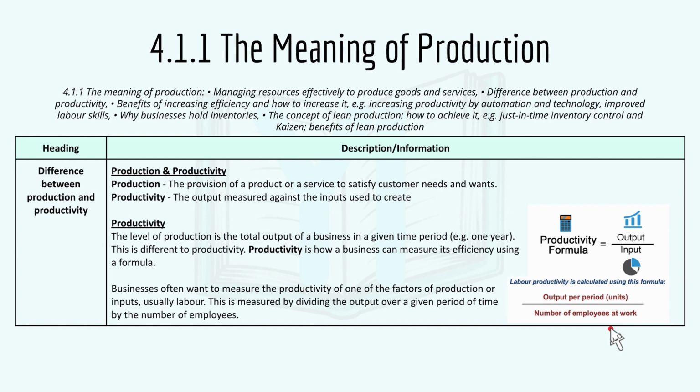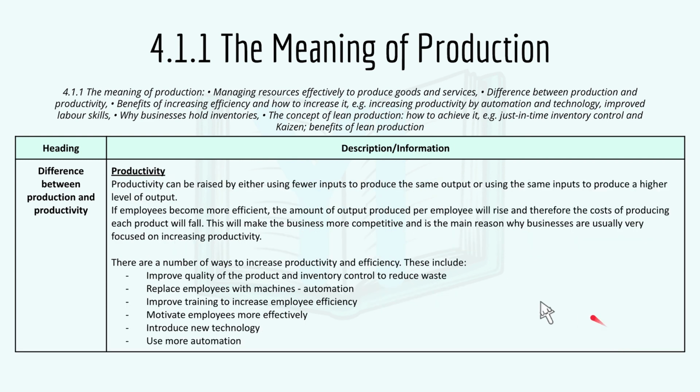Then we have more on productivity. Productivity can be raised by either using fewer inputs to produce the same output, or using the same input to produce a higher level of output. If employees become more efficient, the amount of output produced per employee will rise, and therefore the cost of producing each product will fall. This will make the business more competitive, and it is the main reason why businesses are usually very focused on increasing productivity.